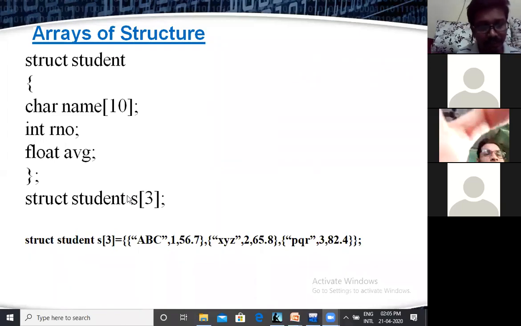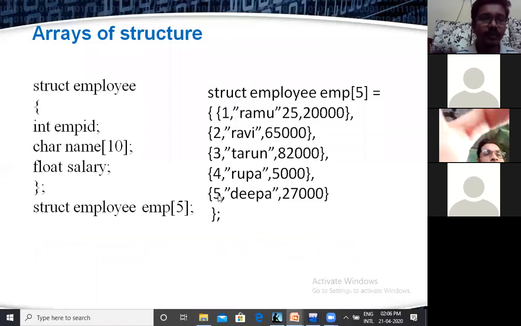First structure variable is s of 0, s of 1, s of 2. Like that. We know the arrays concept. In the following example, struct student s of 3. First, s of 0 contains ABC as a name, roll number is one, then the average. Next s of 1 contains three components of information. S of 2 contains one more three components of information. In that way, we can declare the information.